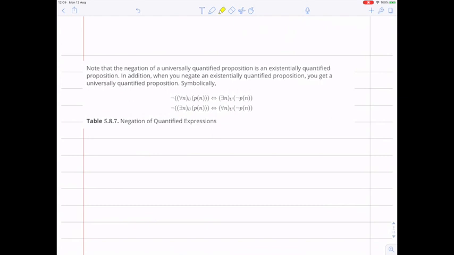Just to have a look at this, we've already looked at this first case over here. Symbolically, we can negate the for all with a there exists, for which the statement is not true. And going the other way around, if you want to say that there does not exist an x for which this is true, then you want to say that for everything in the universe, our statement is not true. So this is how you negate our quantified expressions.